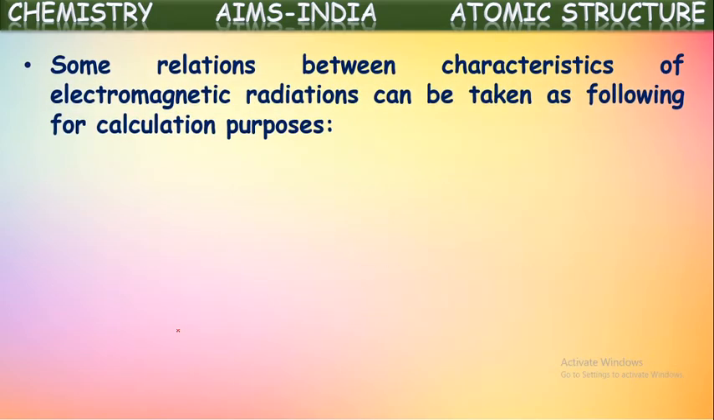Between all of these, wavelength, velocity and the rest, there are some relations. They are interrelated. Some relations between these characteristics of electromagnetic radiations can be taken as follows for calculation purposes. Based upon these characteristics, we get some problems in competitive examinations. So let us see the formulae or relations between them.